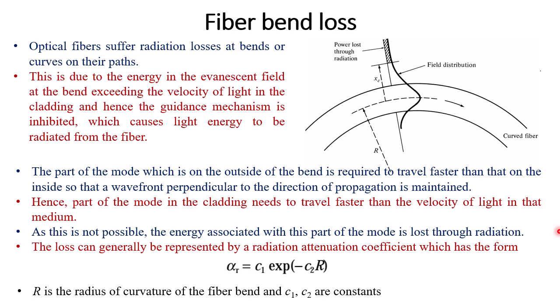The loss can generally be represented by a radiation attenuation coefficient of this form, alpha r equal to c1 e to the power minus c2 into r, where r is the radius of curvature. So this is the radius of curvature of the bending, and c1 c2 are the constants. So basically this particular kind of attenuation or loss is entirely dependent on the amount of bending, right? Amount of bending, and c1 c2 are just constants. It is dependent on other factors.